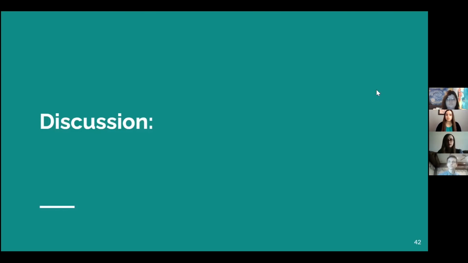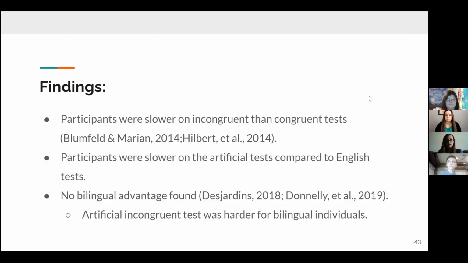Now moving forward into our discussion. So our findings were that participants were slower on the incongruent test compared to the congruent test, which supports studies done by Blumenfeld and Marian as well as Hilbert. Participants were slower on the artificial test compared to English tests, and no bilingual advantage was found.